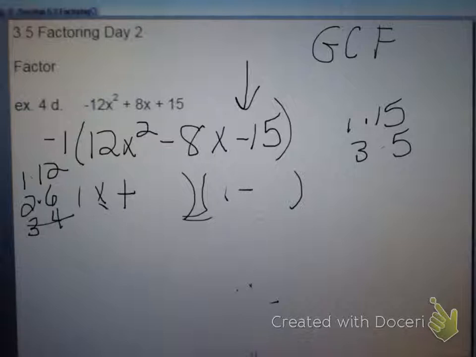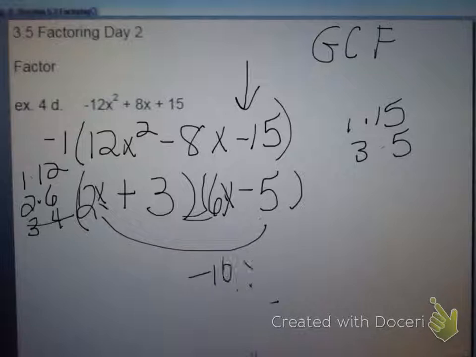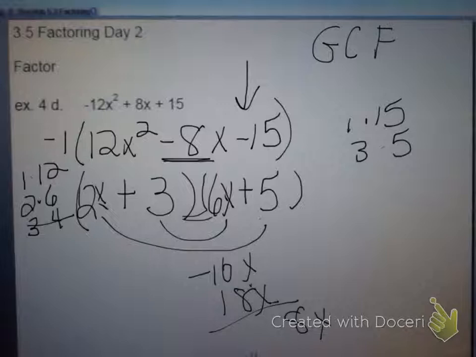So now I'm going to try the 2 and the 6. With the 3 and the 5. So my outside is a -10. My inside is a +18, which is a +8x. And I want a -8x. So when you have the same middle term but the wrong sign, you just switch the signs around.